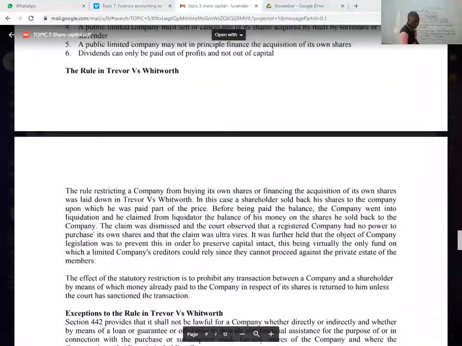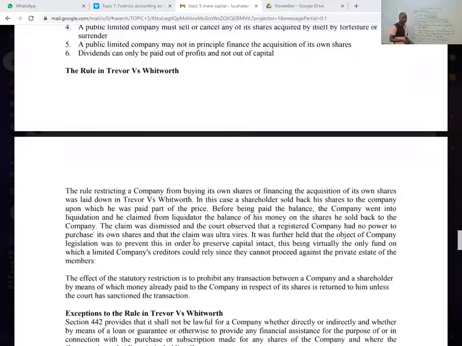So it is here, the rule in Trevor versus Whitworth. This one is actually very famous. It is a rule you cannot afford to forget. Most probably, it will be tested, so you must be very keen. The rule states like this. The rule restricting a company from buying its own shares or financing the acquisition of its own shares was laid down in Trevor versus Whitworth.